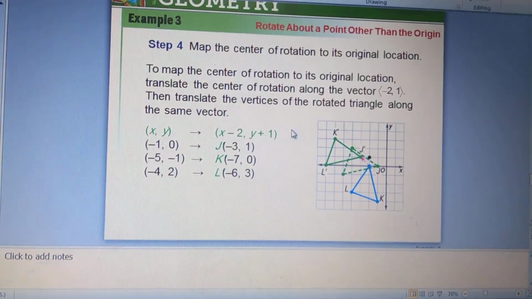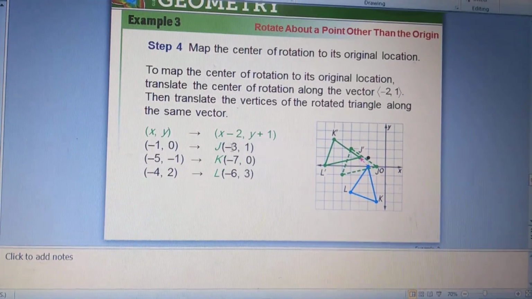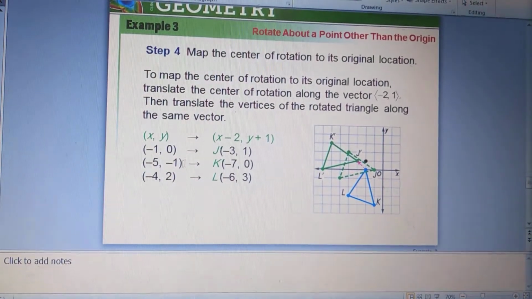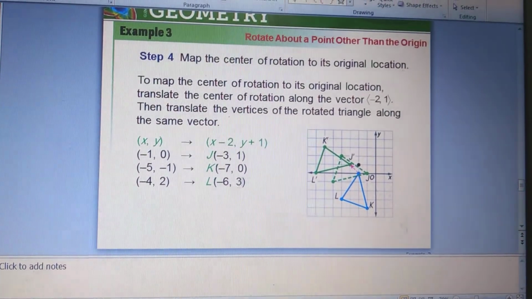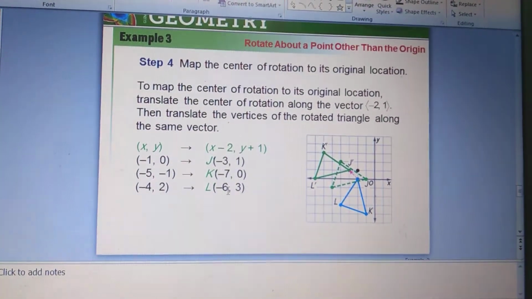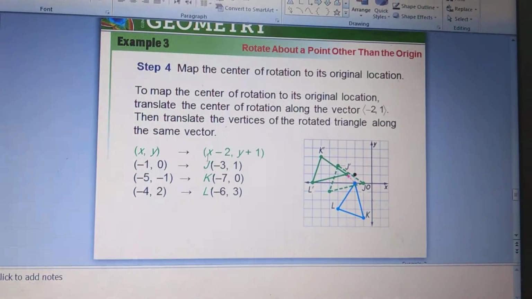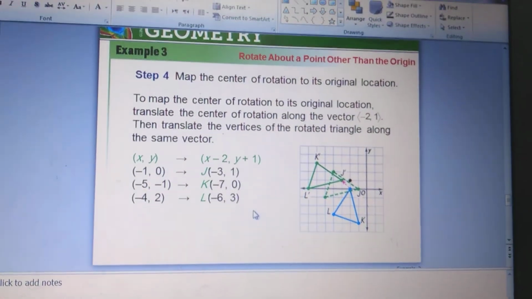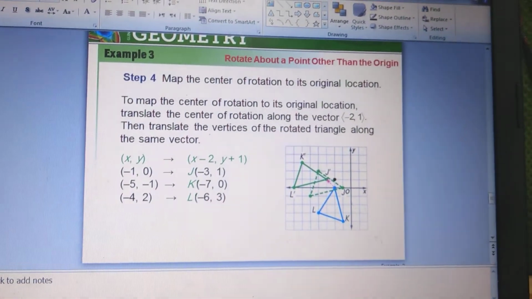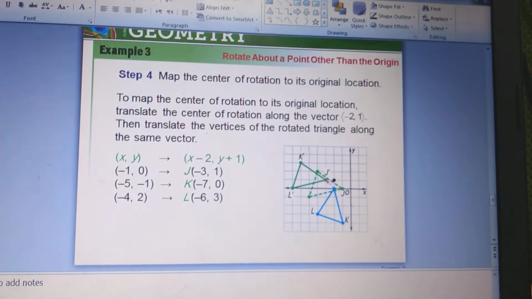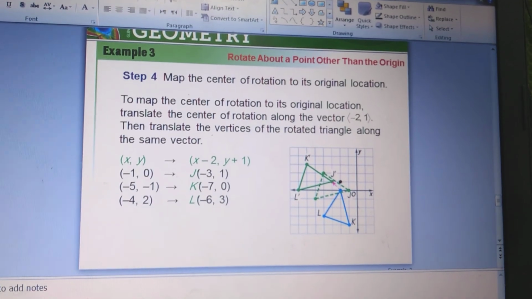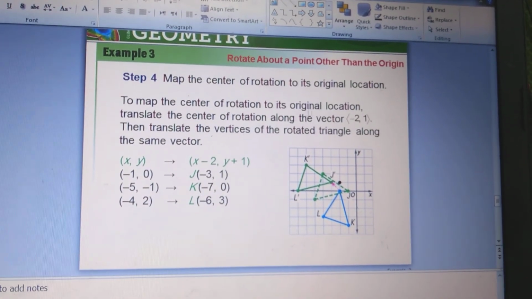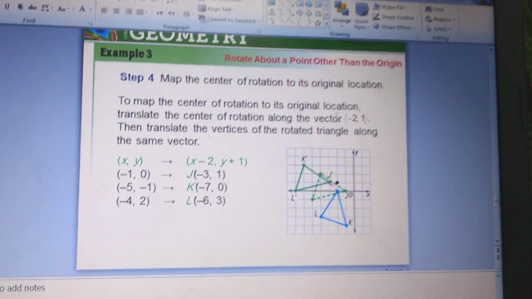x minus 2, y plus 1: (-1, 0) becomes (-3, 1), which is a new point. (-5, -1) becomes (-7, 0). (-4, 2) becomes (-6, 3). Now this JKL will be the new triangle, or the triangle after rotation 270 degrees about the point (-2, 1), which is the new center.